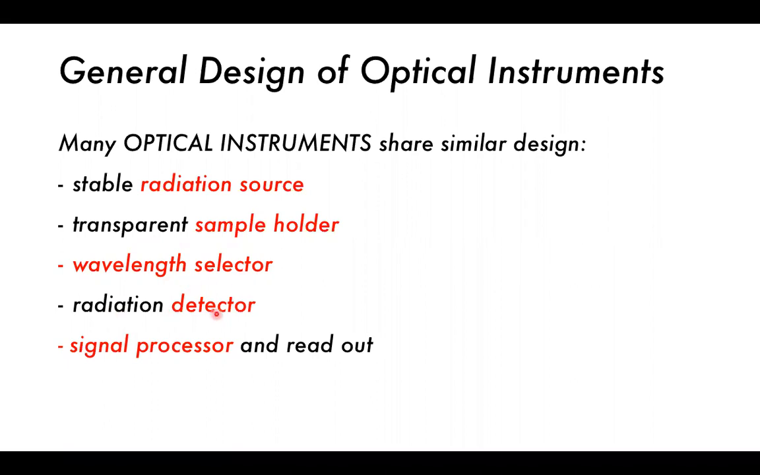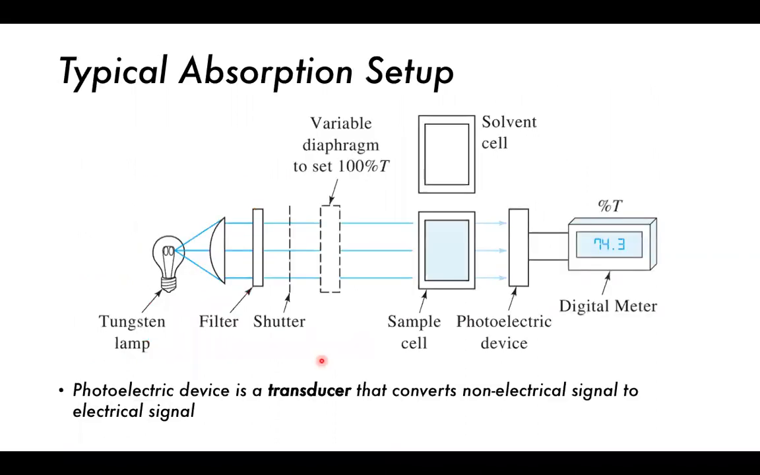We have some sort of radiation detector. This can be a transducer type thing. Usually it's a photodetector of some sort. And then we have a signal processor and readout. We'll be focusing on the first 4. The last one is effectively just a computer, and we won't be considering that, but be aware that there are multiple components.